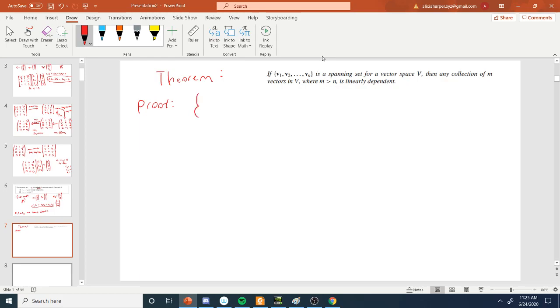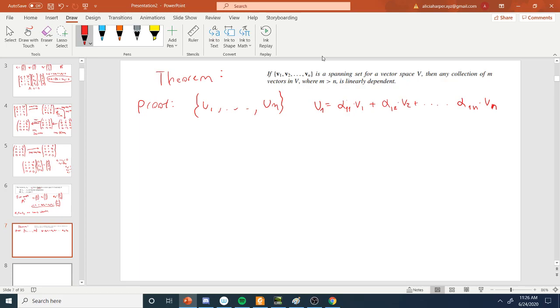So suppose we have vectors u1 all the way through um. Then what we can do is write these m vectors in terms of the spanning set. So we can write u1 is equal to alpha 1,1 times v1 plus alpha 1,2 times v2 plus and so on, up to alpha 1n times vn. And the reason we get this expression is because the v's form a spanning set. So we can write every vector in V in terms of v1 through vn.